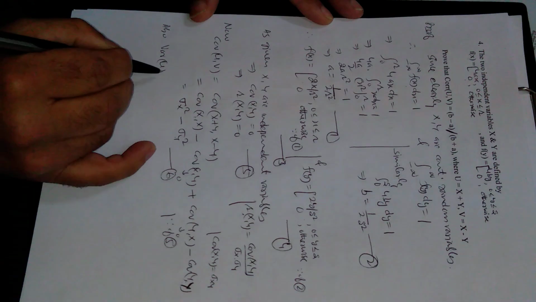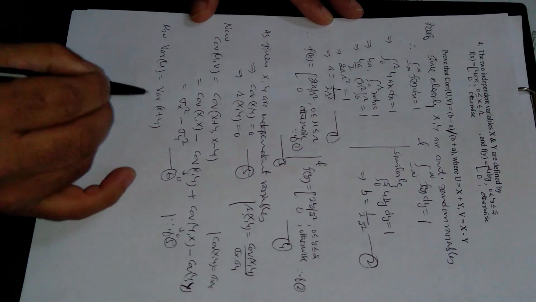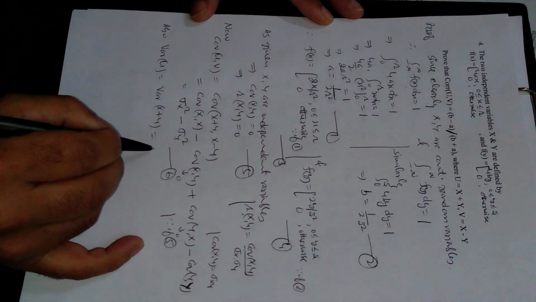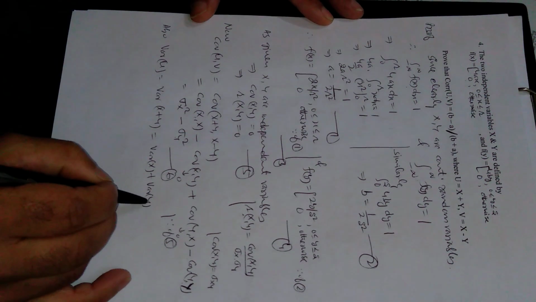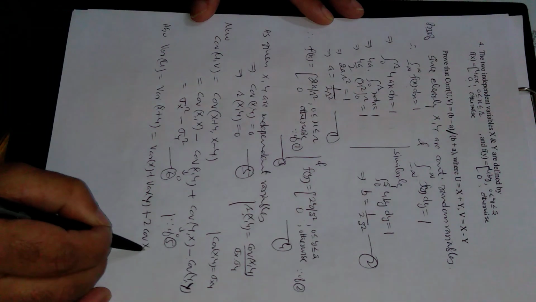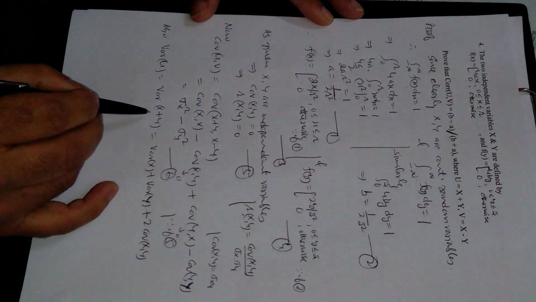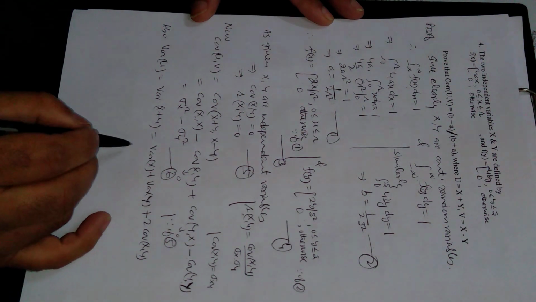Variance of u is variance of x plus y, which can be written as variance of x plus variance of y plus 2 times covariance of x and y. As we know from previous lectures, variance of x plus y is variance of x plus variance of y plus 2 times covariance between x and y.